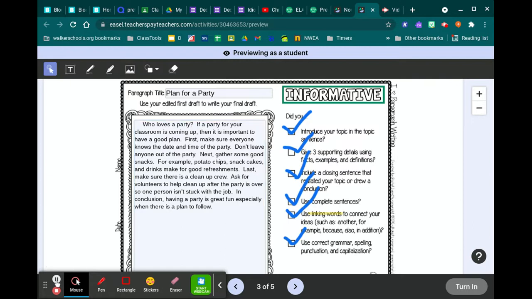Once you have checked all of those boxes and you feel good about your paragraph, you can choose the turn in button at the bottom right hand corner. I look forward to reading some awesome paragraphs from you this week.